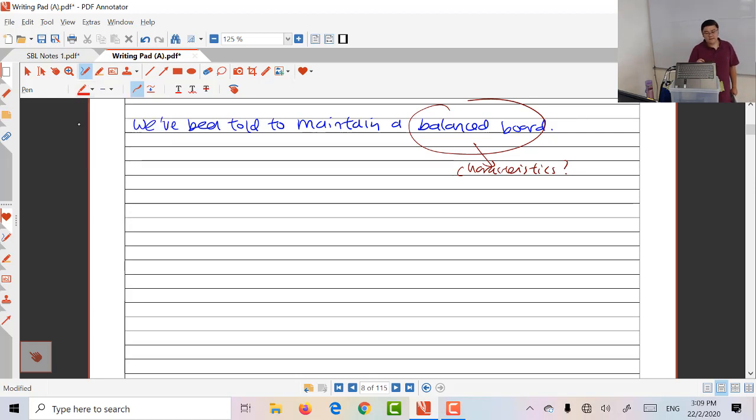Now, before we look at that characteristic, can I know who will be the one that will take up the role of maintaining a balanced board? You got to have somebody to be in charge, right? You got to have somebody in charge to make sure that you have a balanced board. So who will you pass the task to in the board? That the duty is to make sure that the board is balanced.